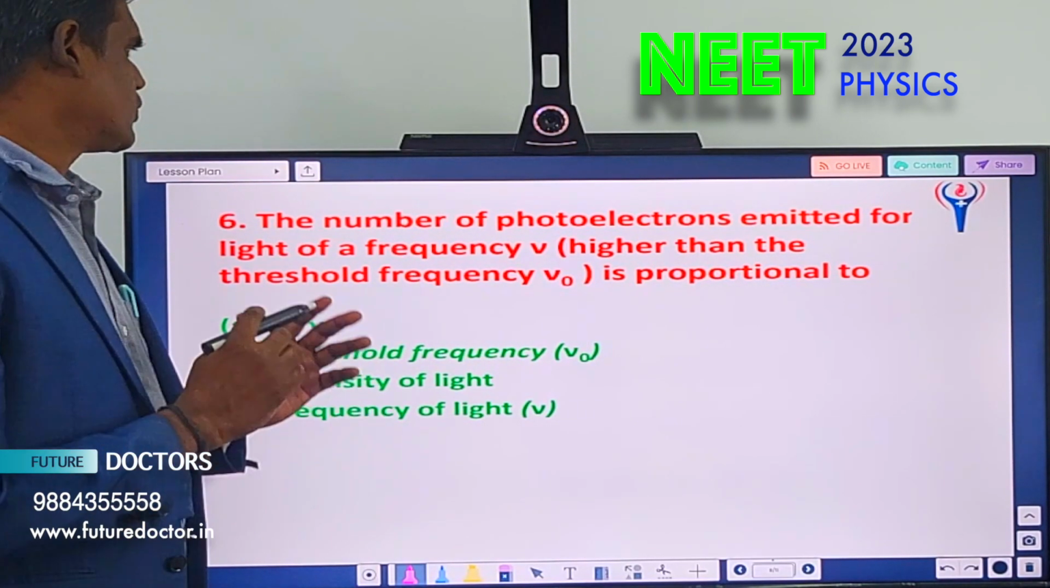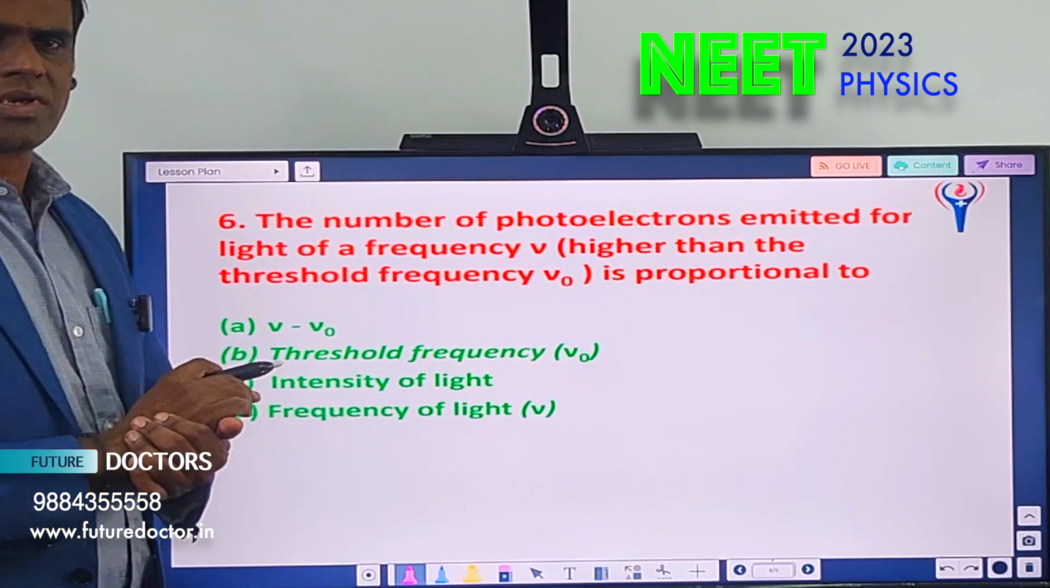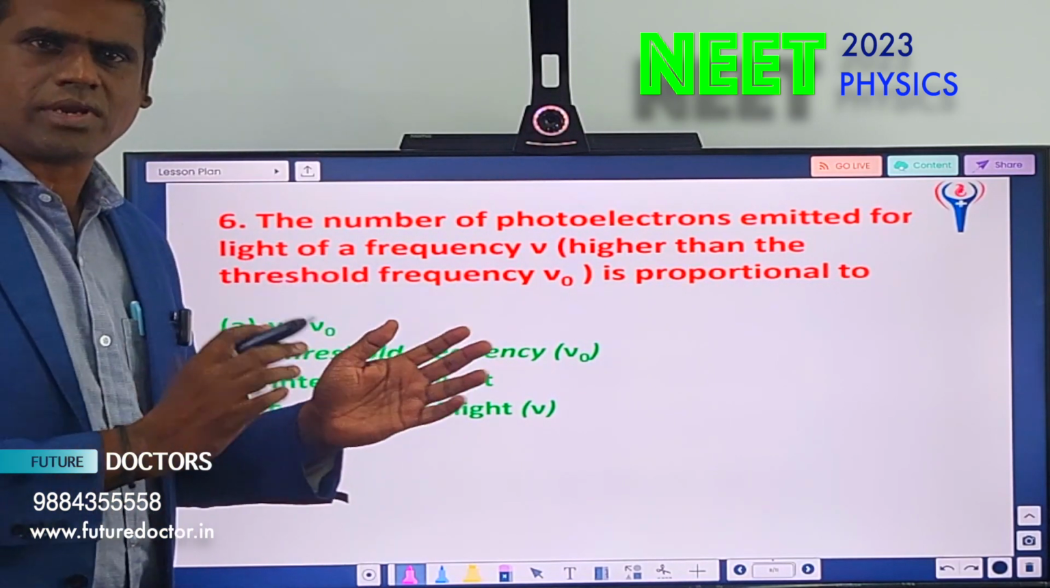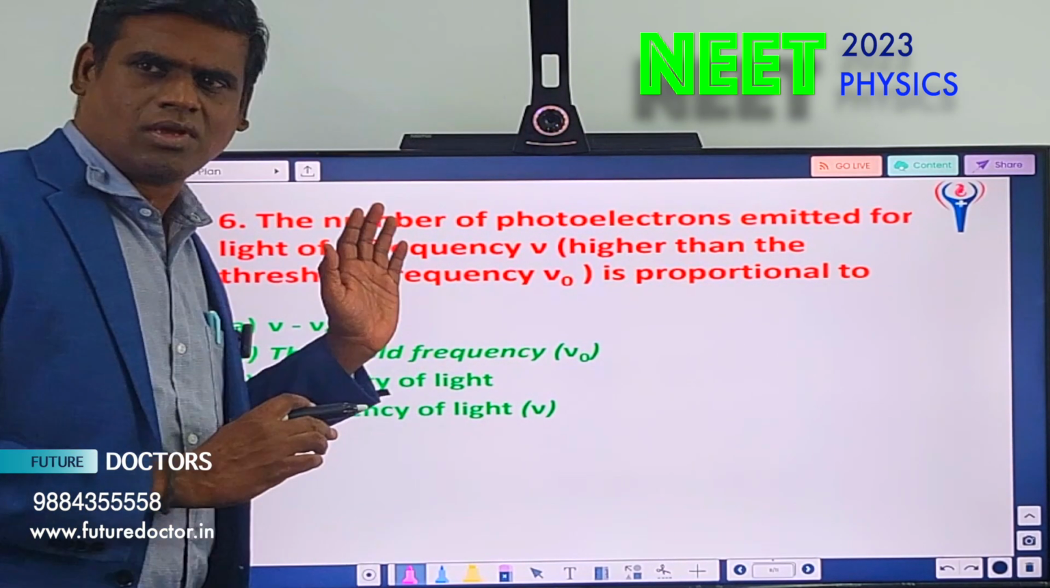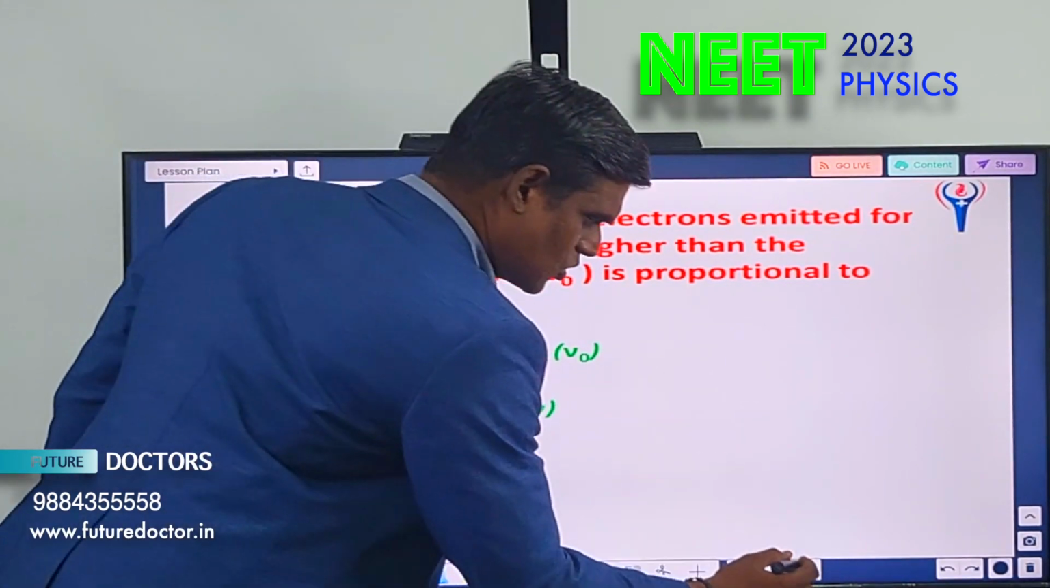Here you should know the relation between the number of photoelectrons emitted with respect to frequency and threshold frequency. By knowing the relationship, you can solve this. Let's move to the last question.